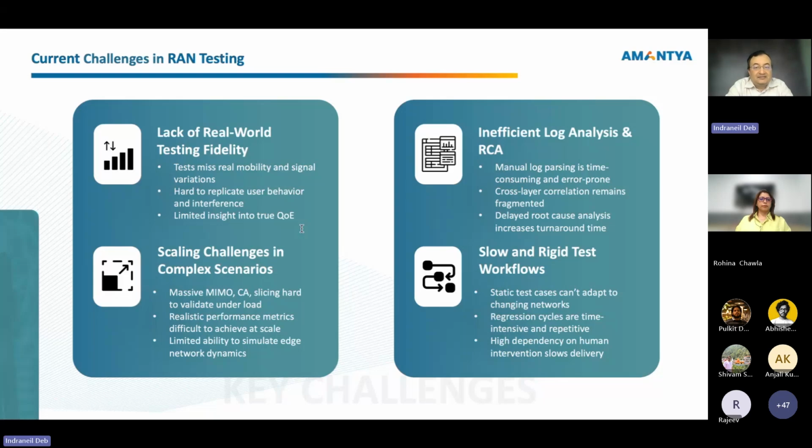The second challenge deals with the complexity of the testing scenarios themselves. RAN scenarios are inherently complex, and simulating many of these scenarios within the lab in a manner that closely mimics the real world, and simulating such scenarios at scale, is very, very challenging.